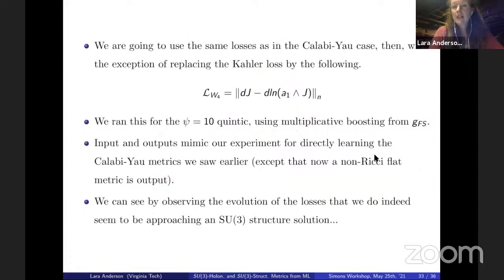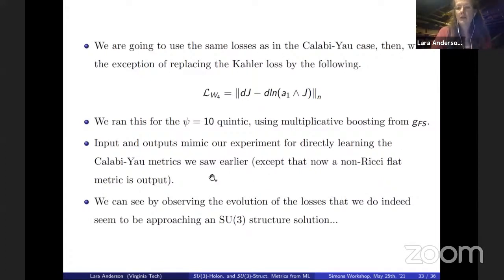So the basic idea is we're going to use exactly the same type of network architecture and motivation behind the direct learning of the metric in the Calabi-Yau case, with the exception of replacing the Kähler condition by the following loss. Here we're going to demand that dJ is not 0, but is equal to this. We ran this for a choice of complex structure, psi equals 10 quintic, using multiplicative boosting again to start the metric near the Fubini-Study for a known metric.